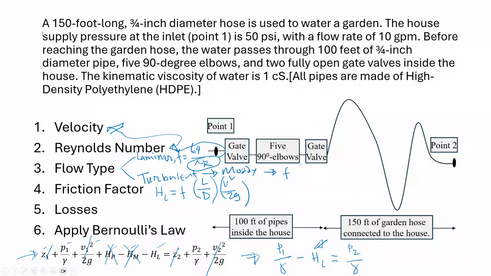So let's go ahead and work on this problem. The velocity is step number 1. To calculate velocity, we have the flow rate given, which is 10 gallons per minute, with 50 psi at point 1. You can go back and see in the problem. So the flow rate is given, and we can write the continuity law: Q is equal to area times the velocity.